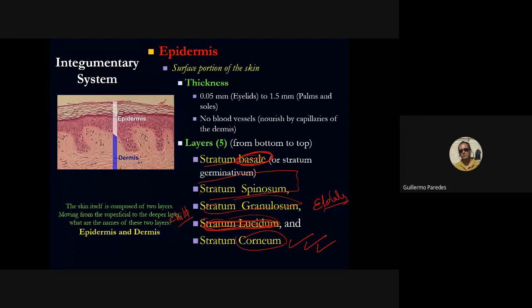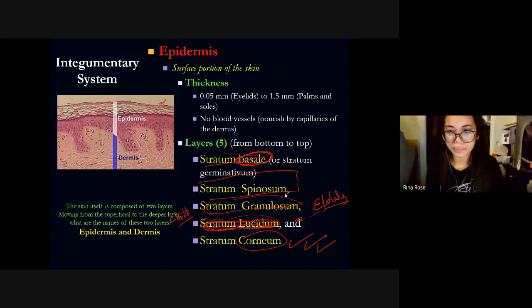And what happened with the elderly? Elderly people don't have the stratum lucidum, not because it has not developed, but because they lose the stratum lucidum. So in either case, the skin of the baby and the skin of the elderly people are going to be thinner compared to the adult. You okay with that? Yes. Okay.